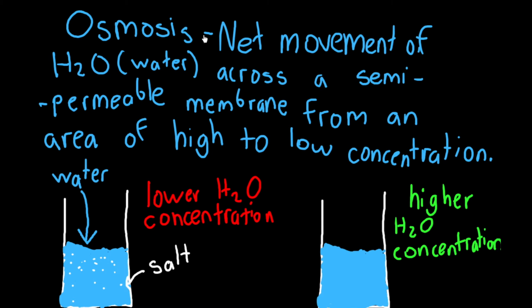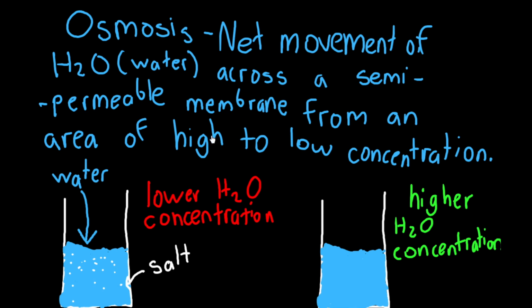So first of all, osmosis is the net movement of H2O, or water, across a semi-permeable membrane from an area of high to low concentration. Now I know that might sound like a lot, but we'll be going more in depth to this definition and figuring out what all this means. So here you can see water with some salt in it, and it is going to have a lower H2O concentration than this one, because the salt is taking up a lot of the mass, which means that there's less water because there's more of other things. In this case, there's more salt. In this one, there's no salt, which means that there's more water. It's just pure water, which means the concentration of H2O, or water, is higher.